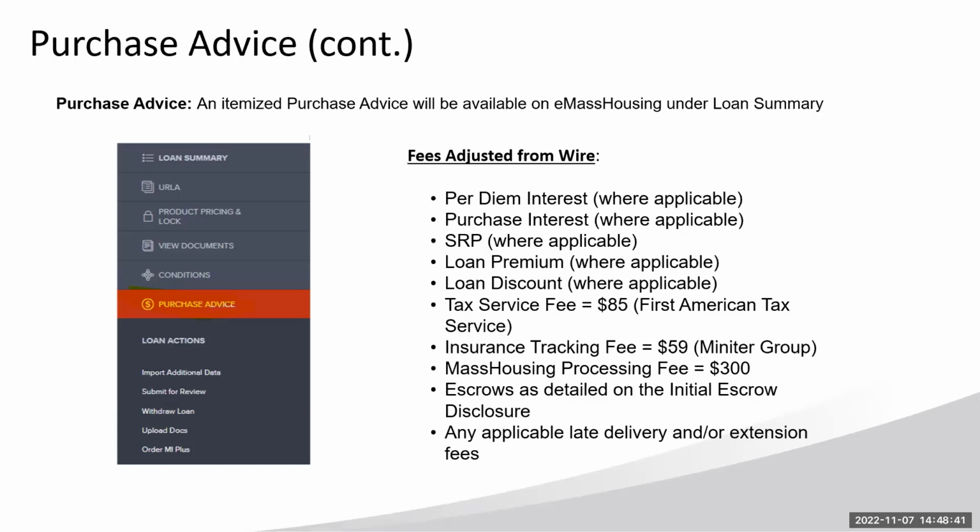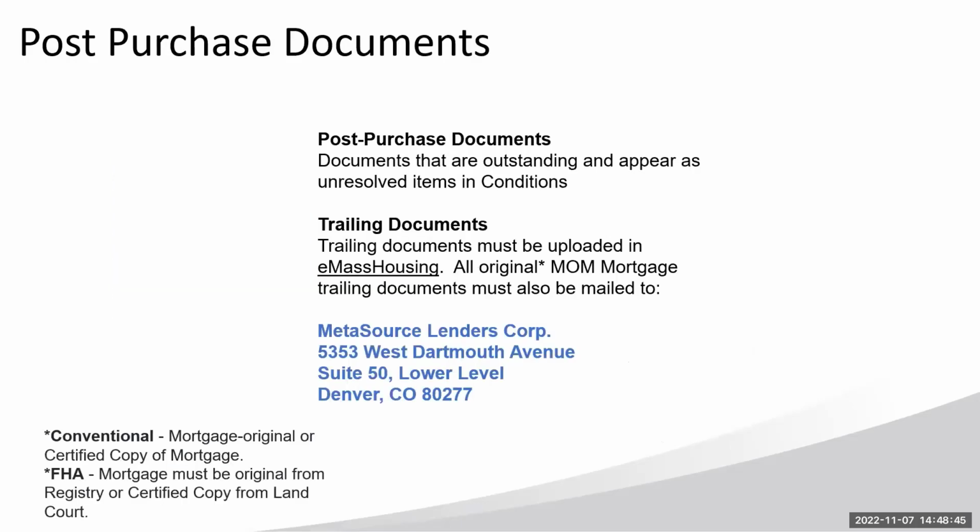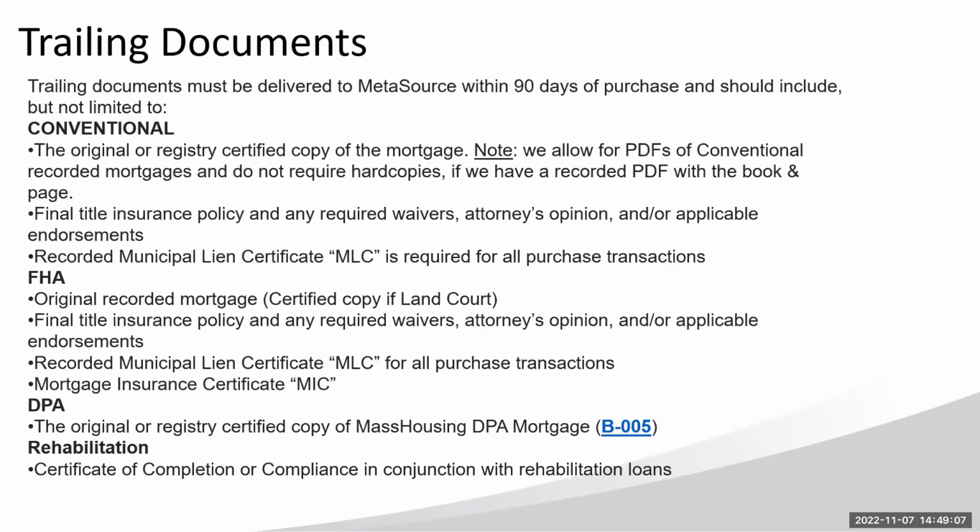Very important: post-purchase documents and trailing docs. Post-purchase documents are documents that are outstanding and appear as unresolved items in conditions. The trailing docs must be uploaded in MassHousing. All the original mortgage trailing docs must be mailed to MetaSource. And these are a list of the actual trailing docs broken down between the conventional, FHA, DPA, and rehabilitation products.